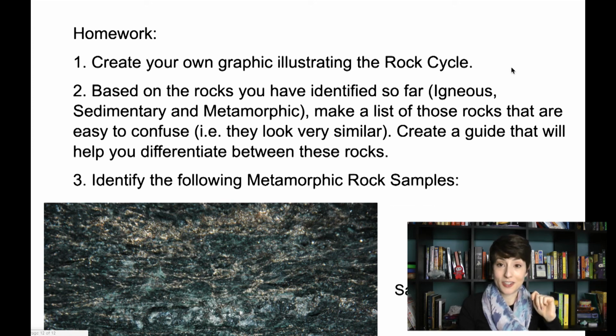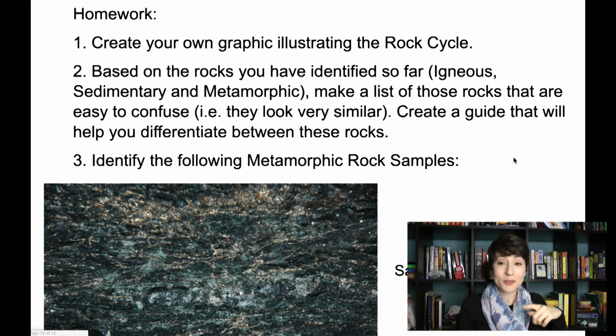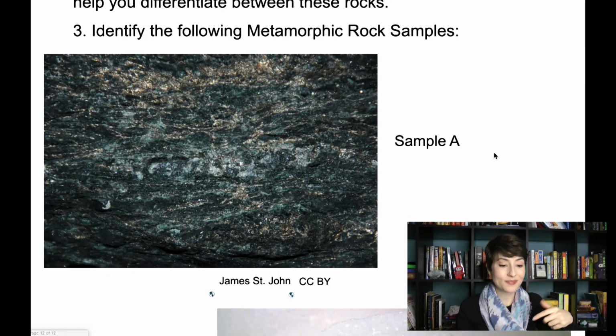For homework, here are the things you're going to do. You're going to create your own graphic, so not my crappy one in Smart Notebook. You're going to create your own graphic of the rock cycle that makes sense to you. Based on the rocks that you've identified so far, that's igneous, sedimentary, and metamorphic, you're going to list the rocks that are easy to confuse. So for identification purposes, which ones are going to be easy to confuse? I'll give you a hint. Slate and shale are really easy to confuse. And you're going to create a quick little guide that'll help you tell them apart.